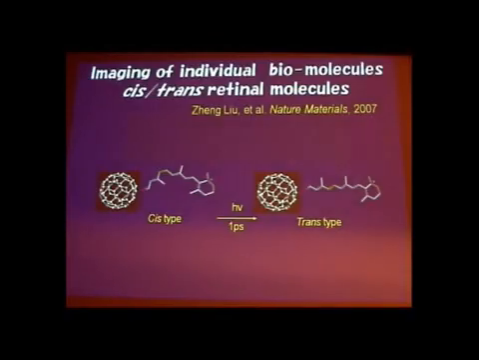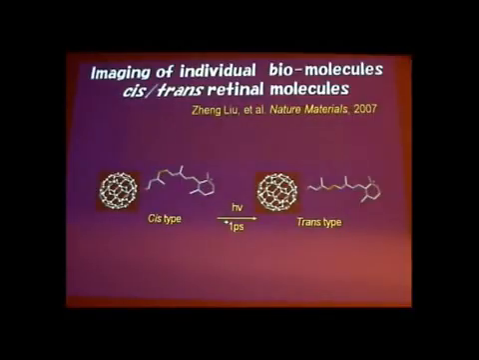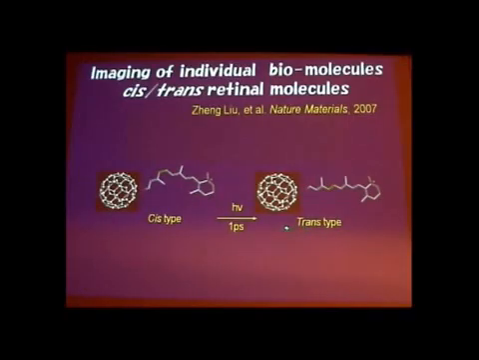Okay, next one is the organic molecule, individual organic molecules. In this case, we have the retinal molecule. Everyone has it in your eyes. This is a photon detector, why we can see through our eyes, because we have this molecule. It absorbs the photon, then the molecular conformation transforms through the trans type, and if you shut off the light, then it goes back. So this is a photon detector. Okay?